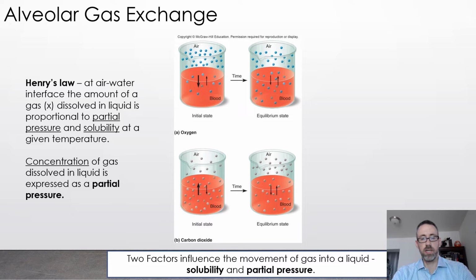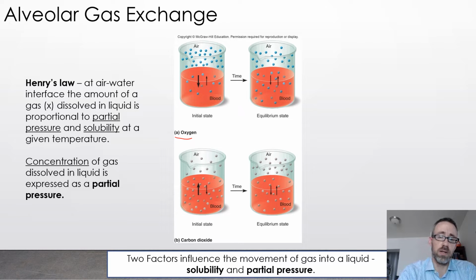Now, if we take a look at this picture here, part A, this is showing you oxygen. We have oxygen molecules above a beaker. This represents what's happening in the alveoli. The air above in the beaker represents the alveoli, and the fluid represents the blood. You see there's a high concentration of oxygen relative to what's dissolved in the blood. The two factors that are going to affect that are the pressure gradient and how soluble it is.